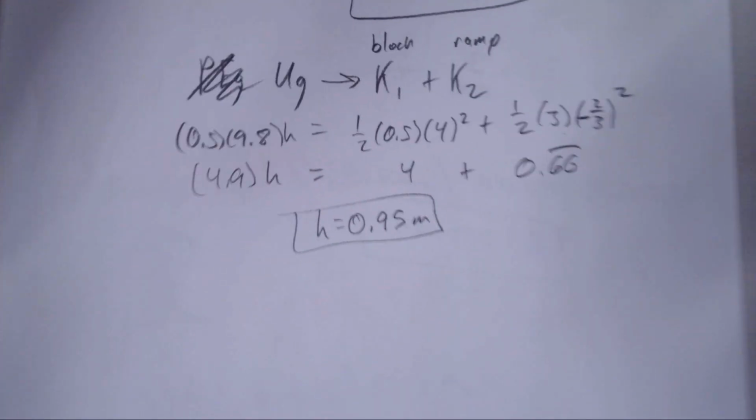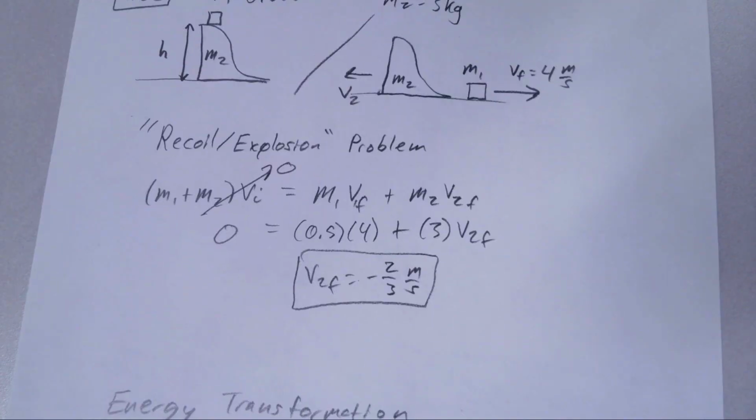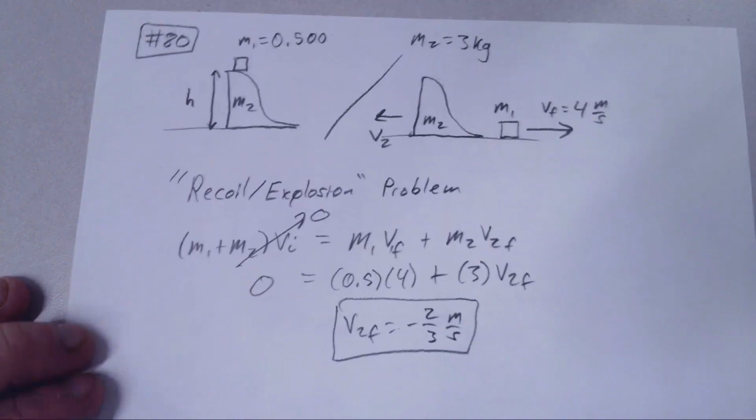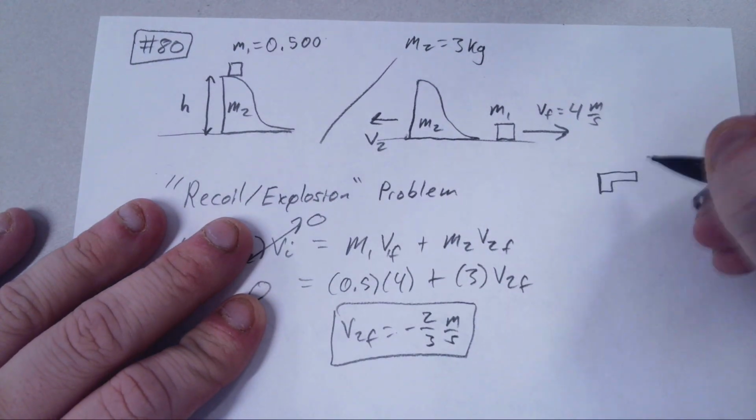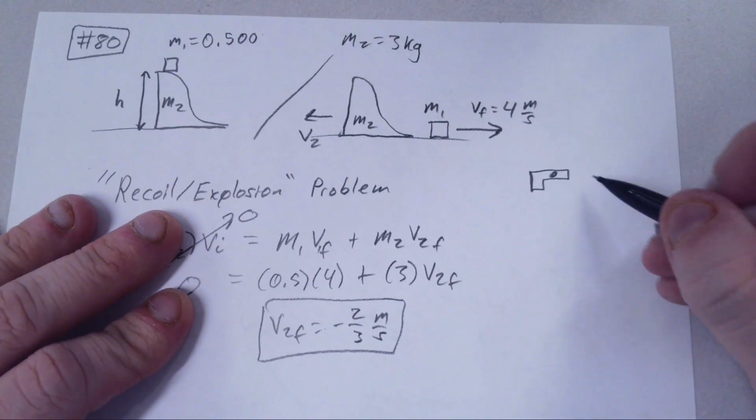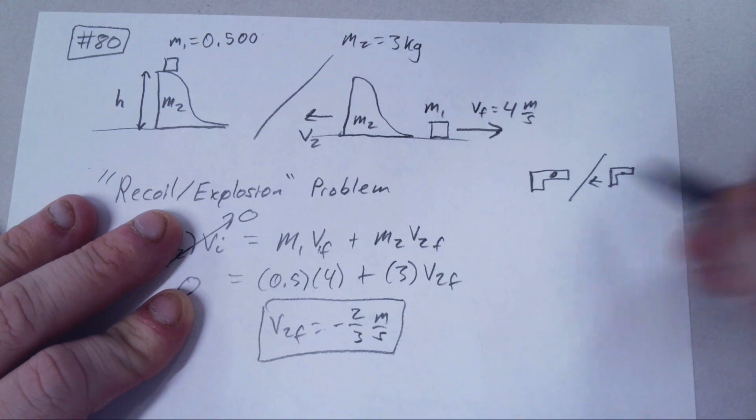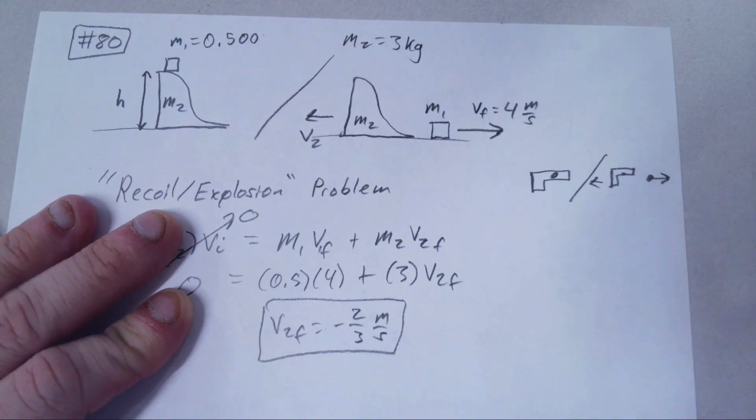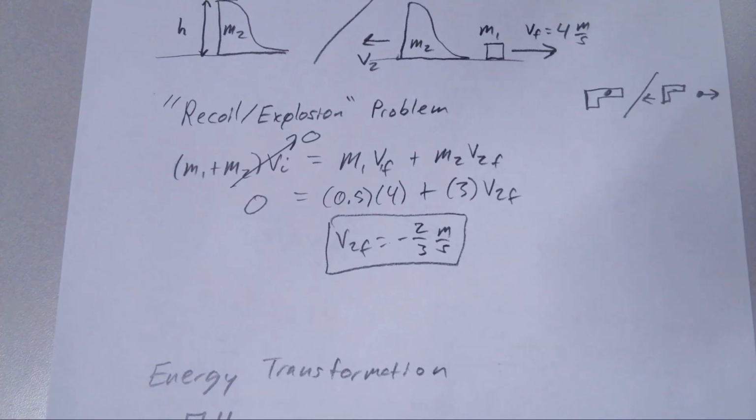So this is an interesting problem, similar to the last one, where in one part we had to figure out how to solve it using conservation of momentum, realizing that the situation is basically akin to a rifle and a bullet. Before, and then afterward we have the rifle moving to the left and the bullet moving to the right, and we can use that to figure out the velocity. So there's number 80.